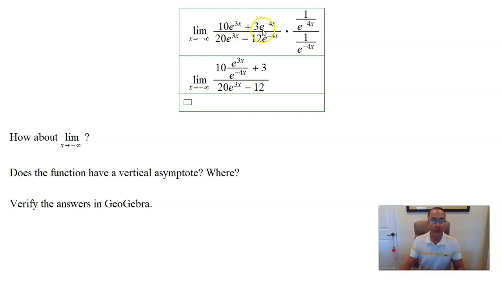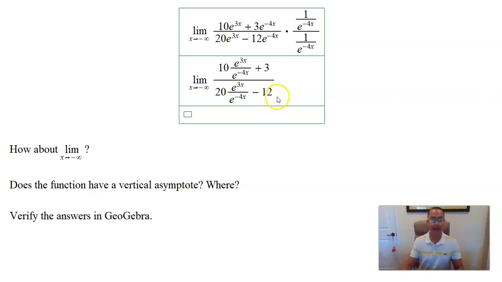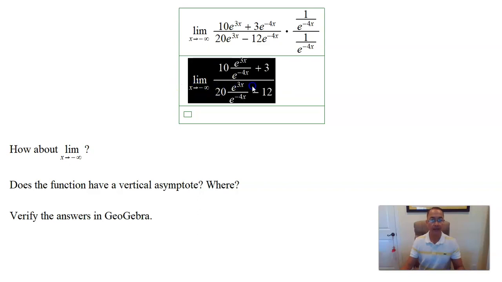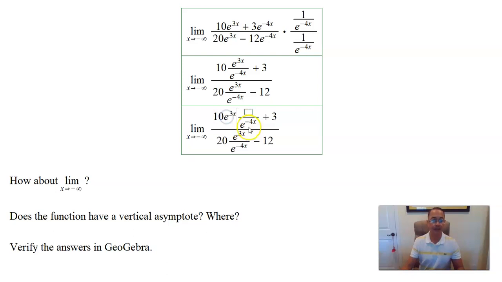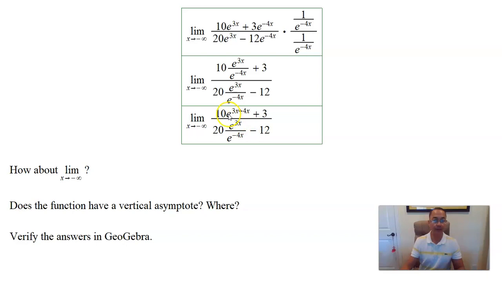So we cancel the e to the minus 4x's, but we have e to the 3x over e to the minus 4x, which is both in the numerator and the denominator. Again, we have our rules for e to the u over e to the v. We subtract. So we get e to the 3x minus 4x, so that is going to be e to the 3x plus 4x. That's going to happen in both the numerator and in the denominator.